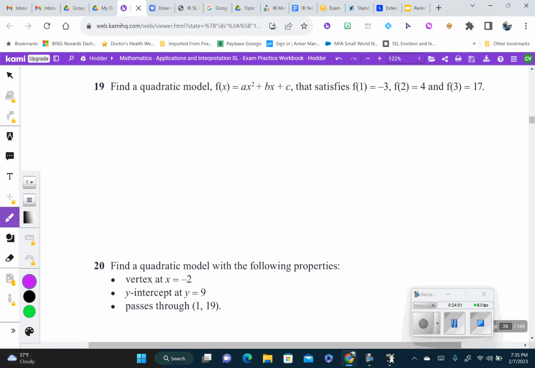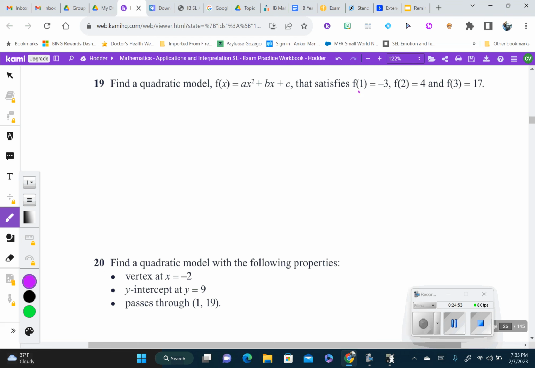So for this one, here's x, here's our y, here's our x, here's our y, here's our x, here's our y. So we have to plug it into here. So we have a, and our x for the first one is going to be 1. We're going to square that, plus b times 1 plus c is equal to our y, which is -3.